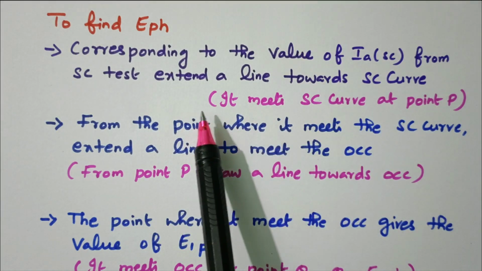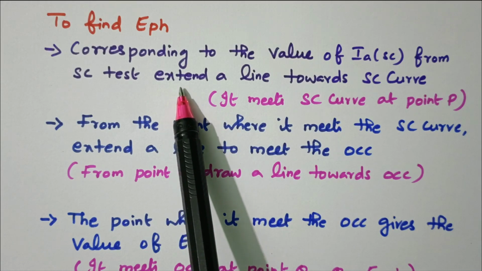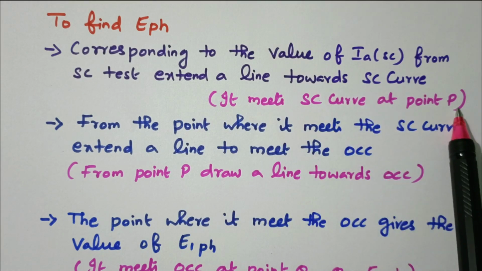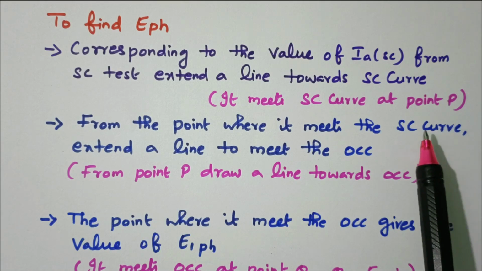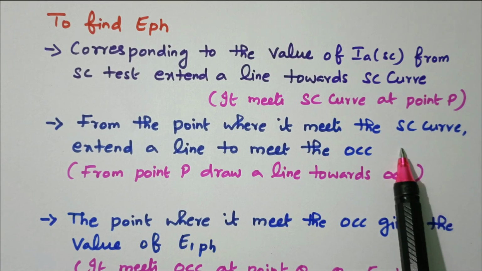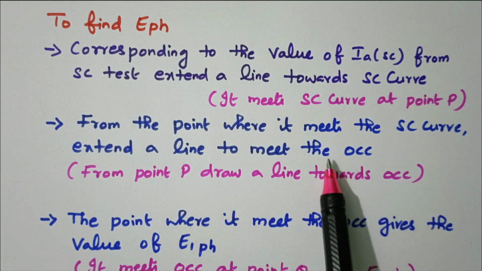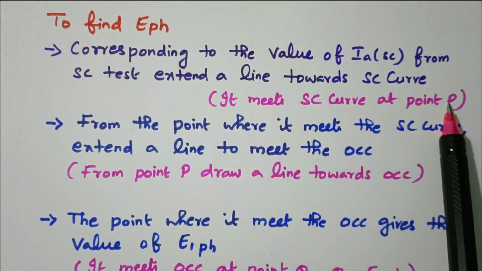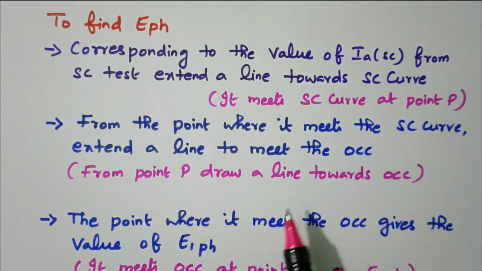So from the rated armature current, we draw one line that will cut the short circuit curve, that is the point P. From that we draw one more line upward that will cut the OCC. So that will give the short circuit current, IASC. So what we discussed, that is given. So from point P, we will find the point Q.